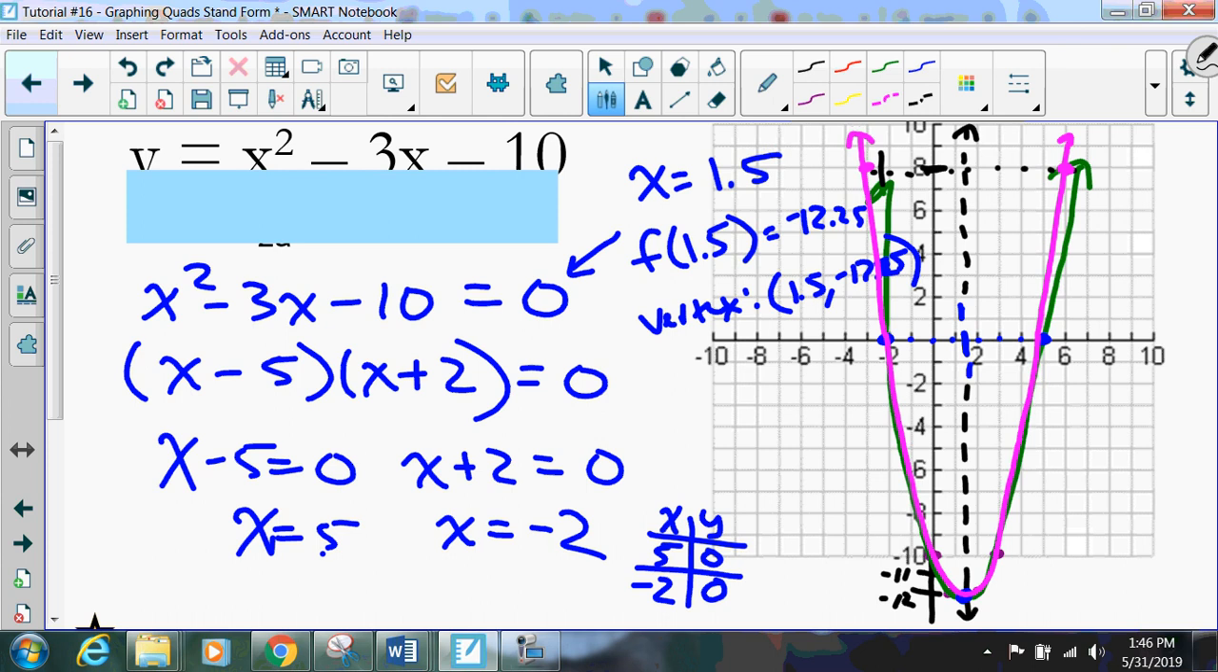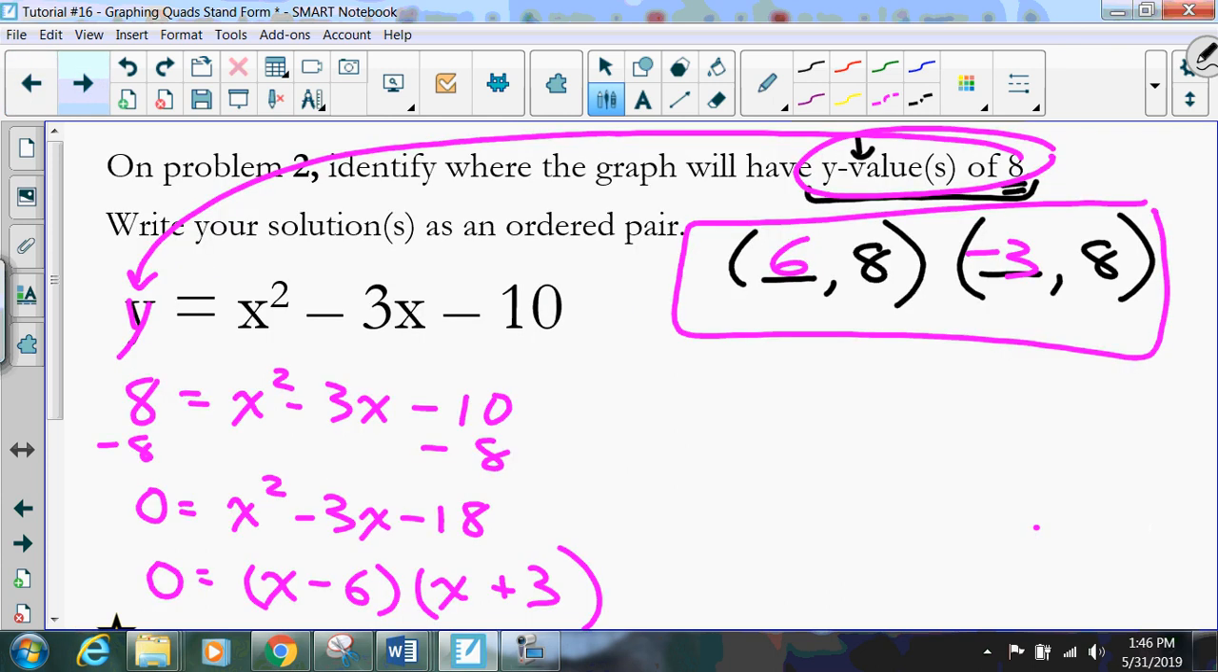Regardless, on the test, when it asks us this type of question, we need to solve it algebraically. All right, that's it. Woo!